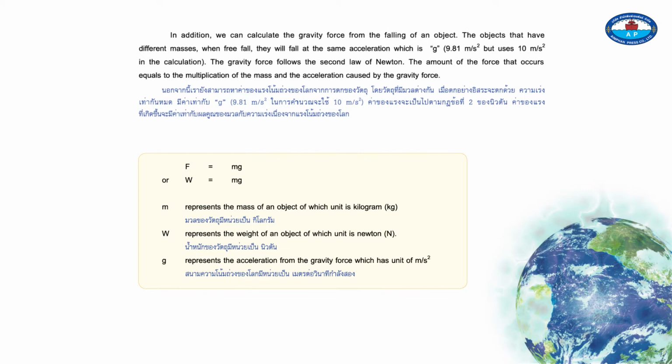m represents the mass of an object, of which the unit is kilogram. W represents the weight of an object, of which the unit is Newton. g represents the acceleration from the gravity force, which has the unit of meters per second squared.